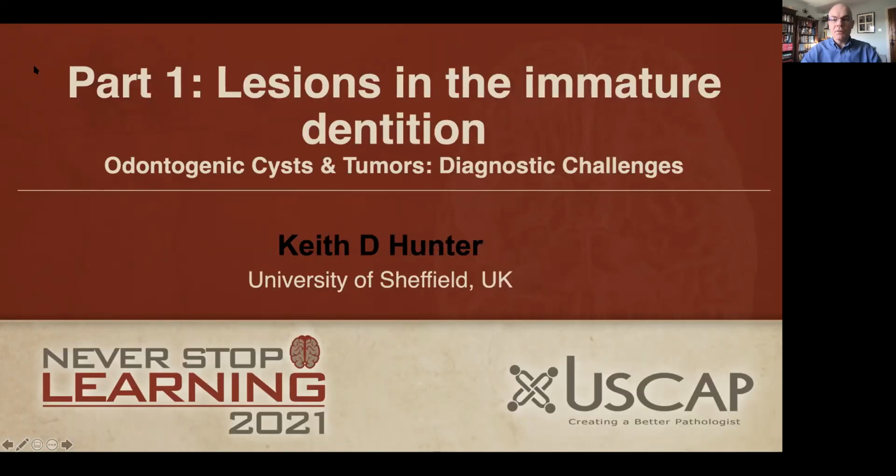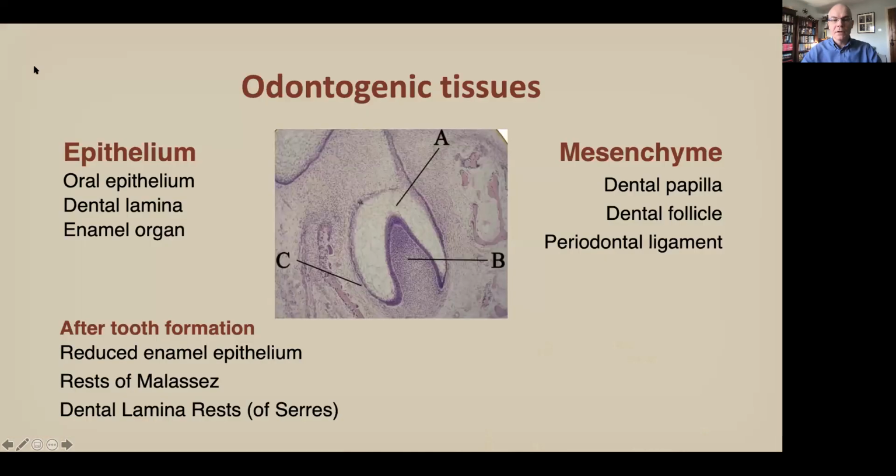In part 1, we're going to cover lesions in the immature dentition. Before we start talking about odontogenic lesions, it's important to spend a short period of time revising tooth morphology and the development of teeth. The odontogenic tissues are complex, but largely comprise epithelial components and mesenchymal components.